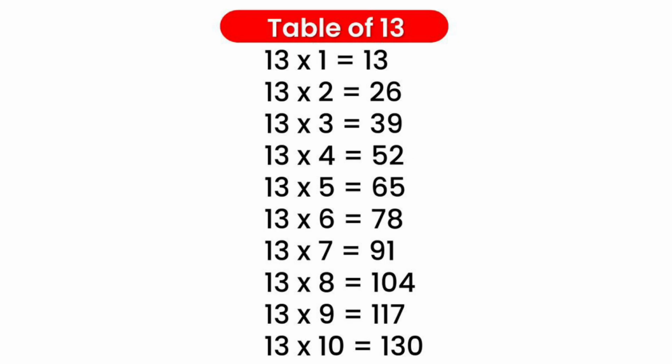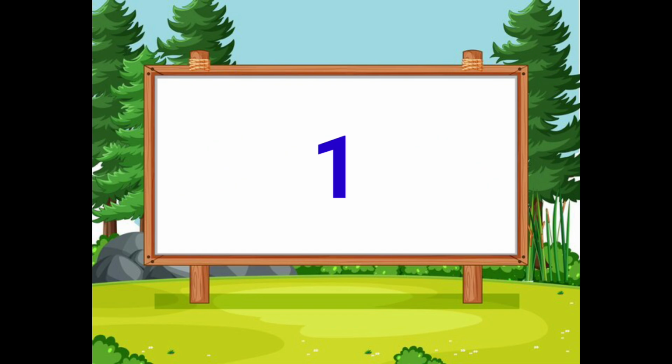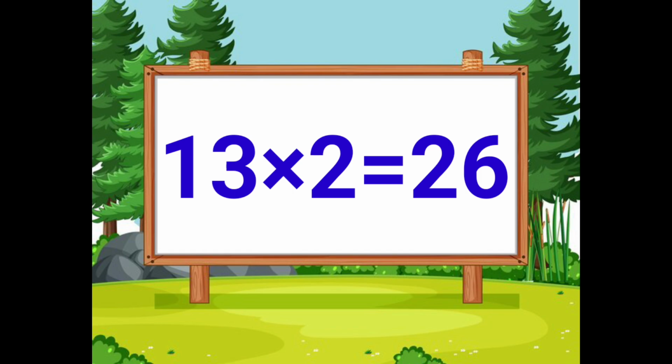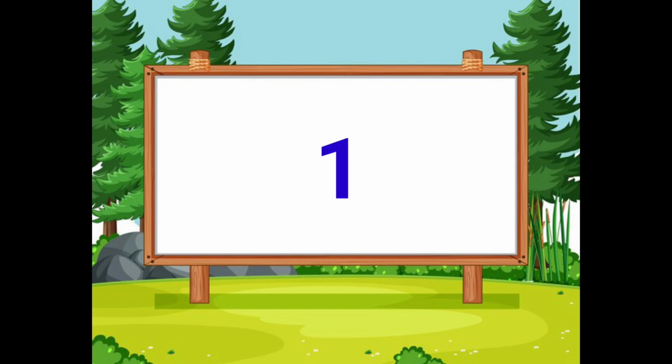Now we are going to learn 13th table. 13 ones are 13. 13 twos are 26. 13 threes are 39.